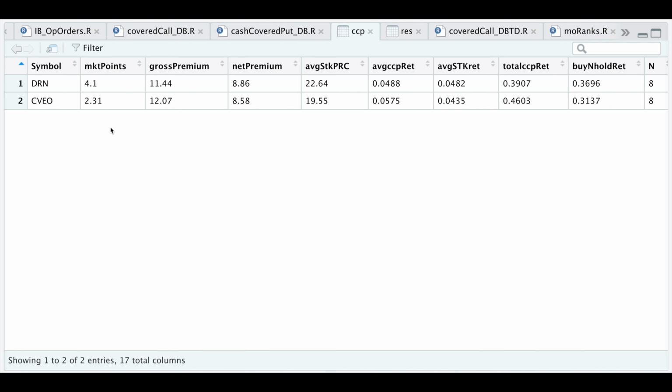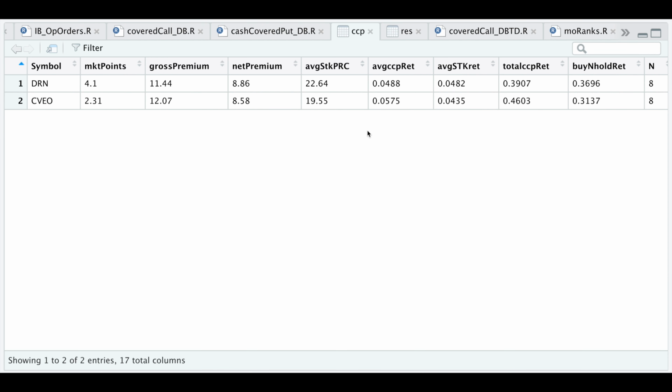So depending on your trading style, ideally the market points should be greater than or equal to 0. That just means that on average, the price for these tickers is rising rather than falling. And if that's the case, then our puts become worthless since they will be left out of the money. Our gross premiums are between 11 and 12. Our net premiums are between 8 and 9. And these are just overall for the 8 months.